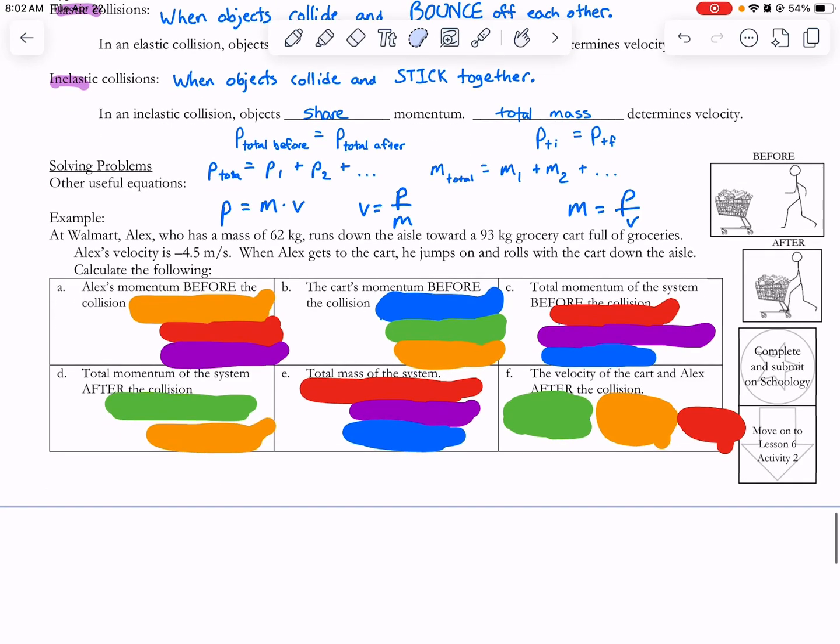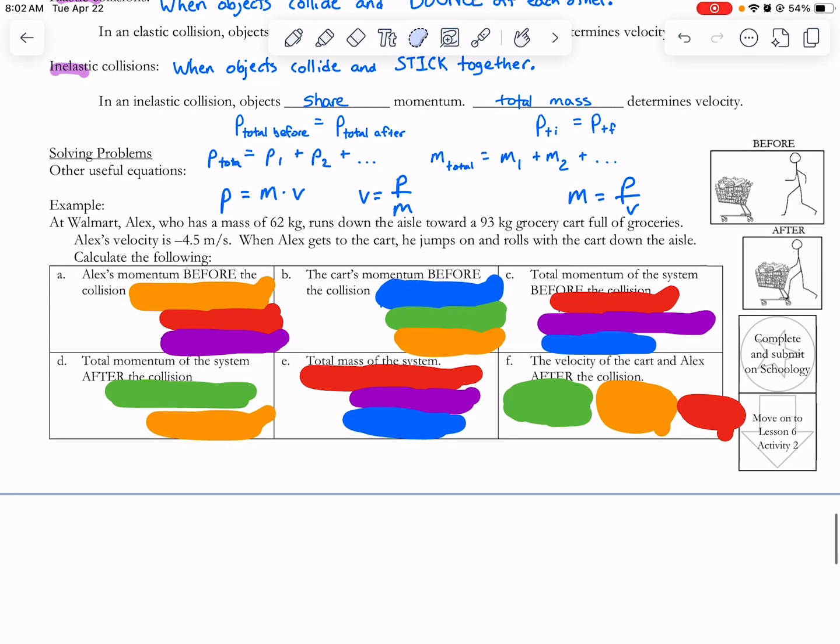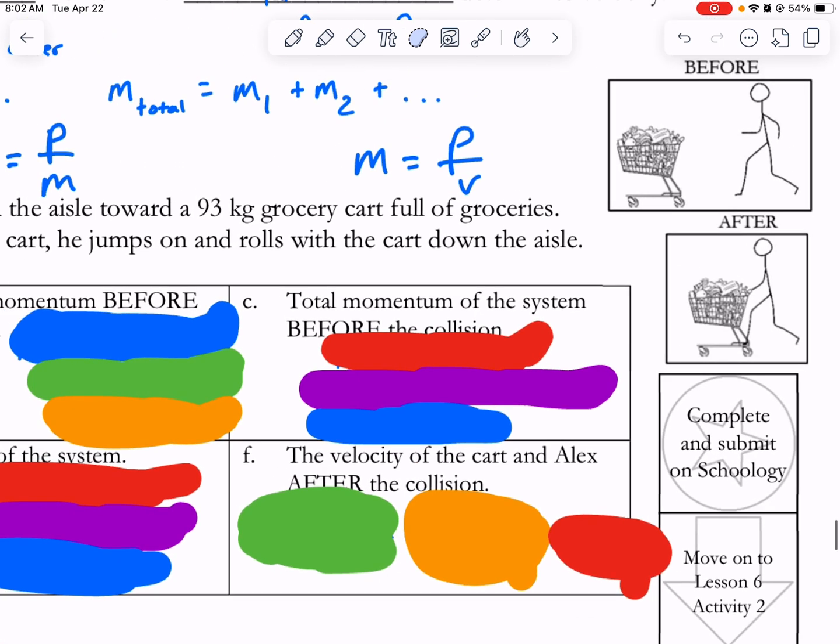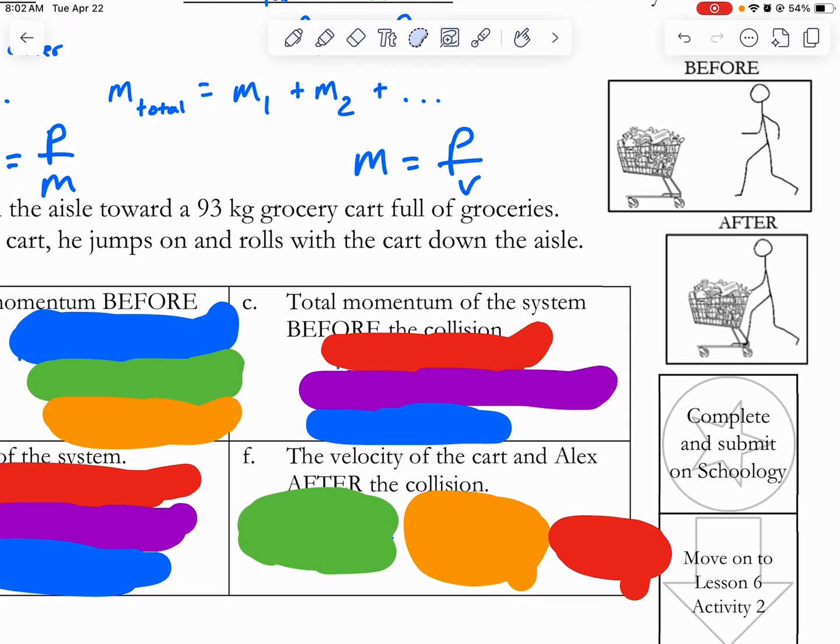Got Alex. Can you see my lovely picture over here? Alex has a mass of 62 kilograms. There he is. I have a before and an after picture. Remember when we were doing impulse and we had a before and after picture? Sometimes with these conservation of momentum problems, you'll already be given a before and after picture.